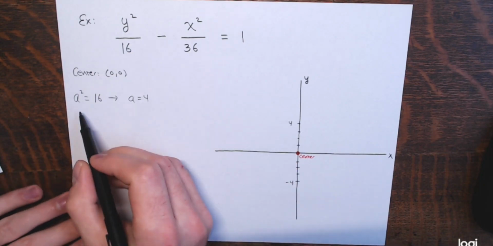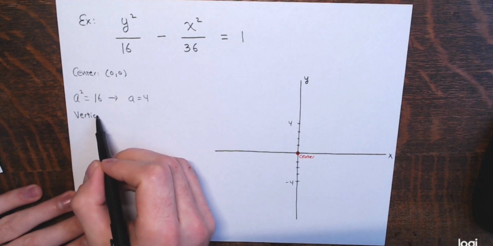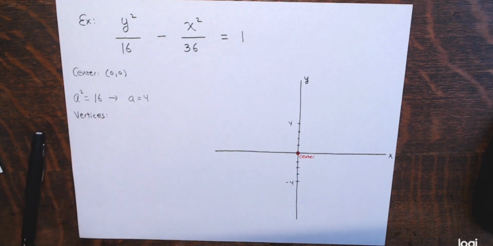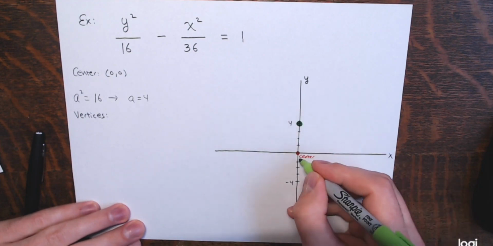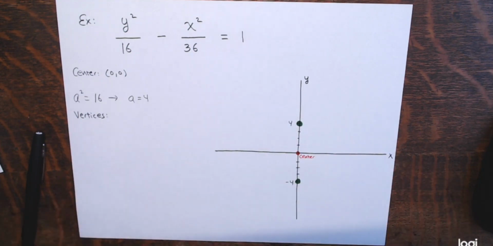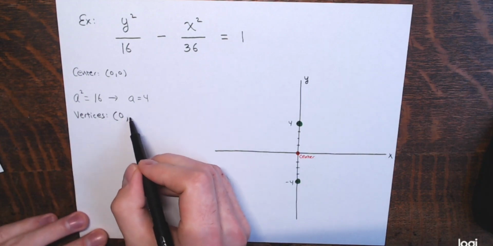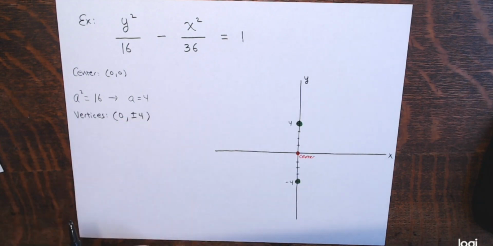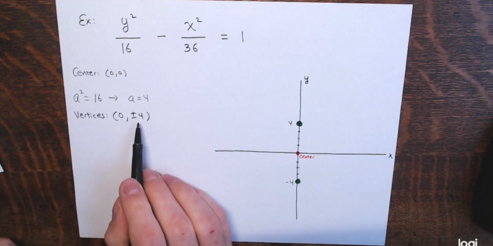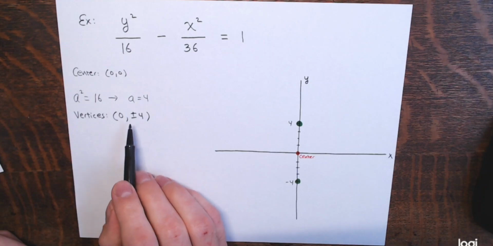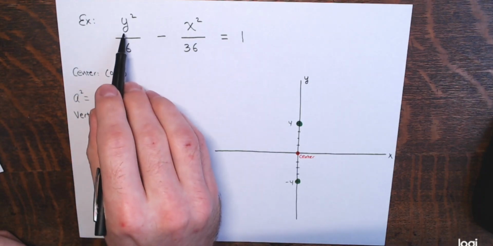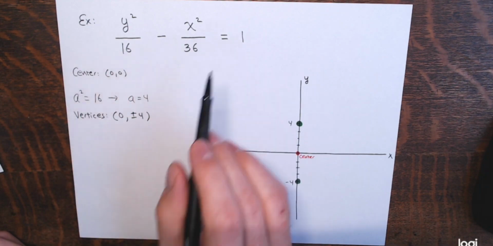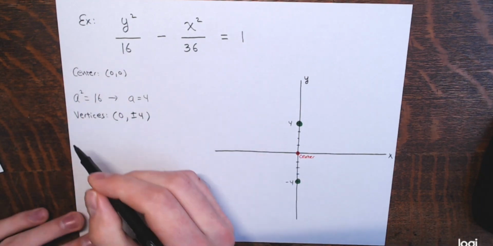So we can tell you what the vertices are going to be right now. One vertex is going to be at (0, 4). The other vertex will be at (0, -4). So 0 and then plus or minus 4. There's the vertices. And these are actually solutions of the equation. These are actually on the hyperbola. If you were to put in 0 for x and then 4 or -4 for y, you'd end up with 1 minus 0 equals 1, which is true. These are actually solutions.